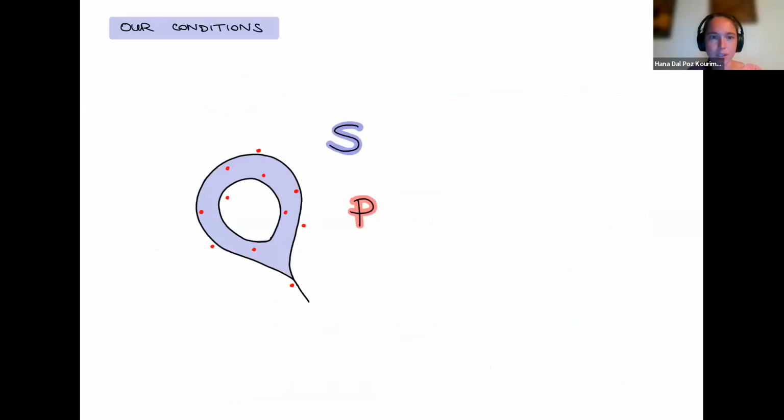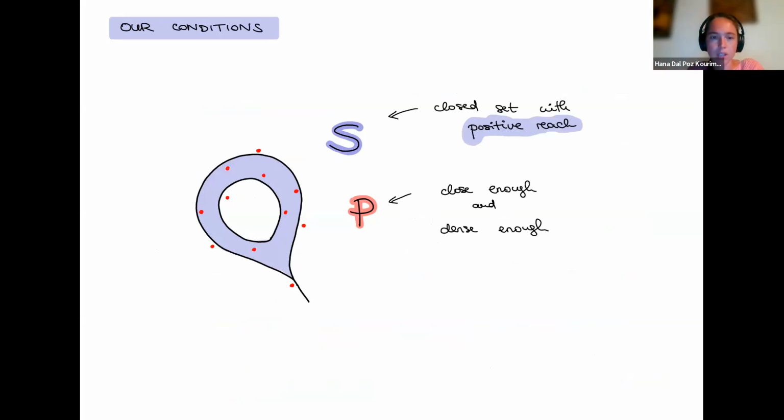Okay, the conditions. The conditions on the set S will be that it's a closed set and it has a positive reach. And the sample P will have to be close enough and dense enough. I'll start by explaining what close enough and dense enough is, which is, I think, simpler. And then I will talk about the reach.